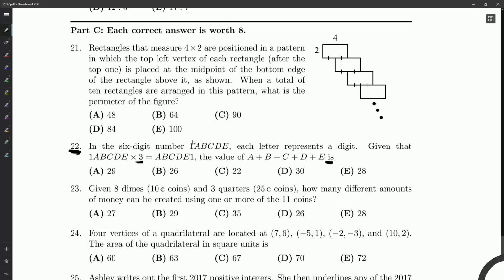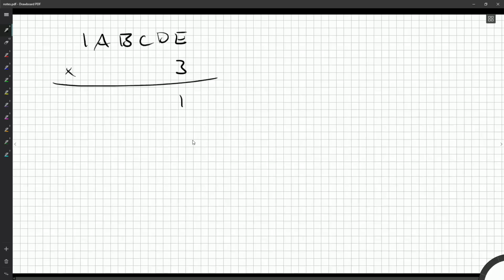So, what have we got? Some 6-digit number, and when I multiply it by 3, it ends in a 1, and it goes E, D, C, B, A. Well, how do we multiply regularly? You multiply units digit first, and then tens digit, and so on. So what should E be if I multiply it by 3 and get a 1?